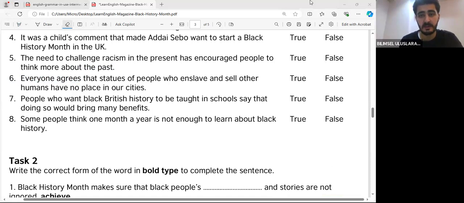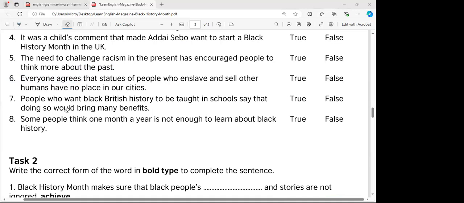Miss Aziza, number seven. People who want Black history to be taught in schools say that doing so will bring many benefits. True or false?